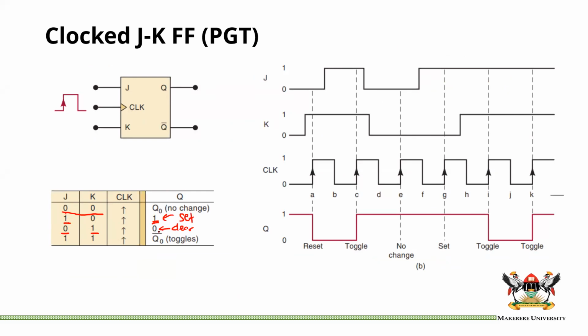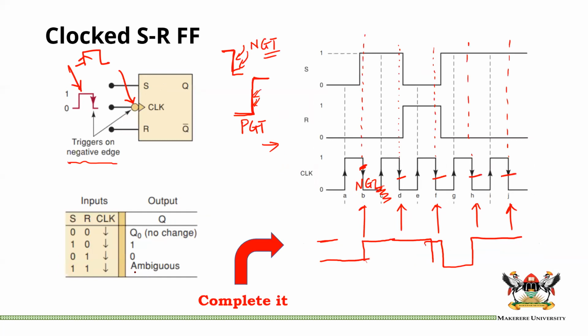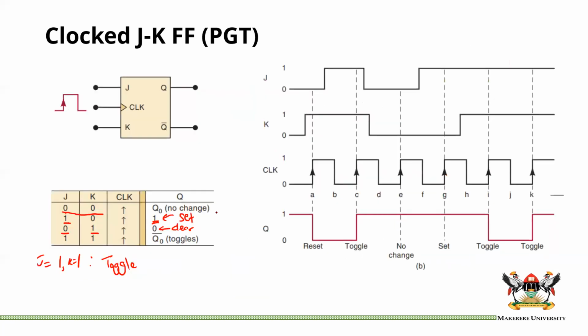Now, the difference between the JK and SR flip-flop is in the 1-1 case. When J is 1 and K is 1, we toggle. Remember, for the SR flip-flop, we said that this state is ambiguous because we are trying to set and reset at the same time. For the JK flip-flop, it is different, in the sense that a combination of 1 and 1 does not give you an ambiguous scenario. It actually toggles the flip-flop.